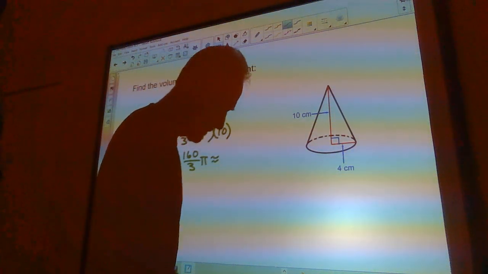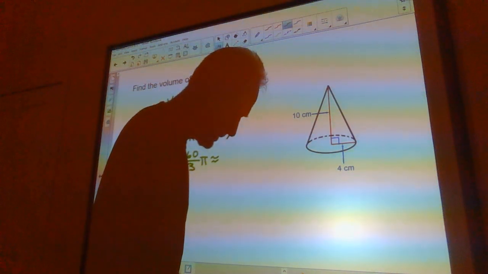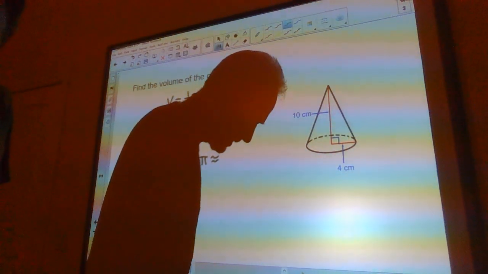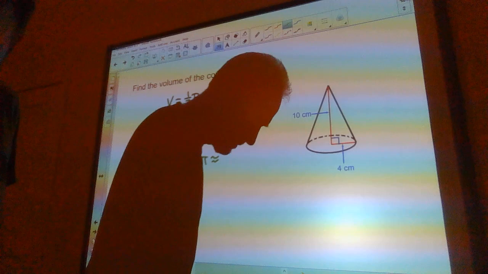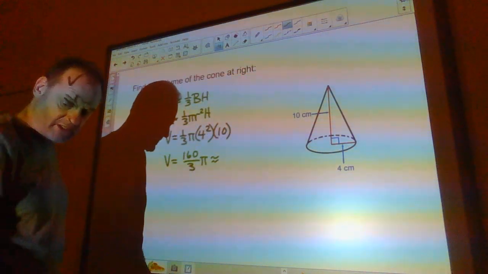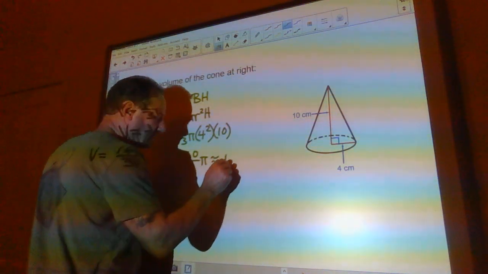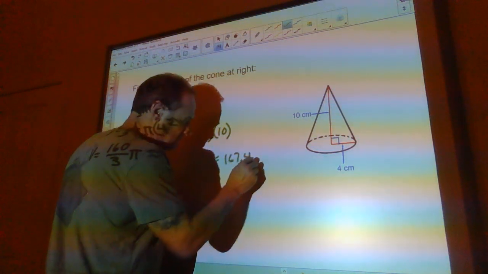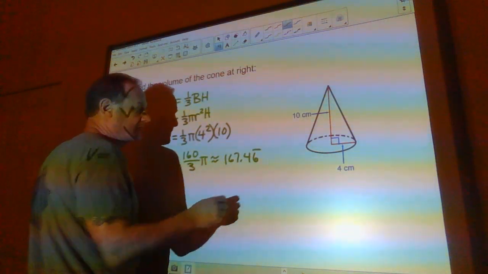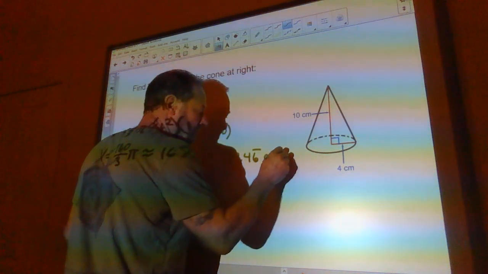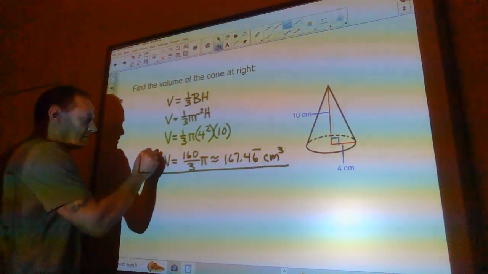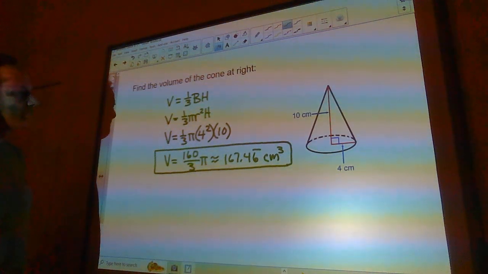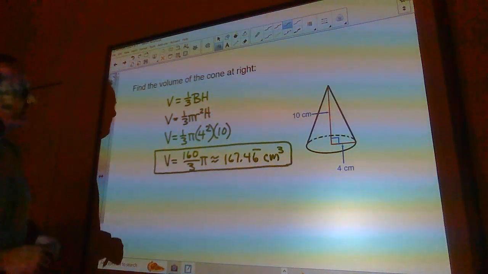Get out my calculator. 160 divided by 3 times pi. Should be about 167.46 repeating. And that's in cubic centimeters. Okay, piece of cake.